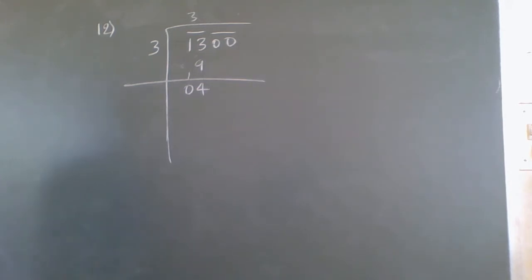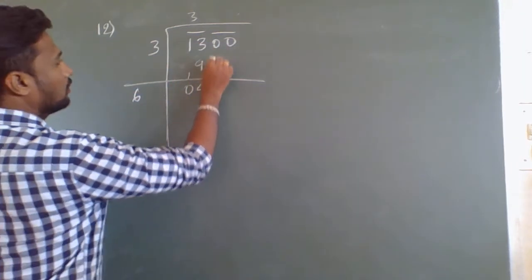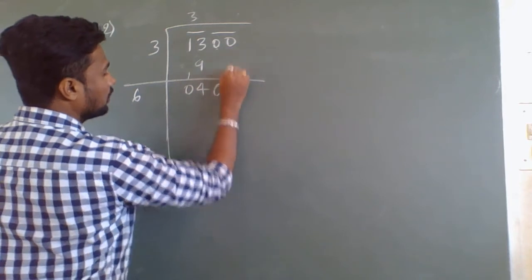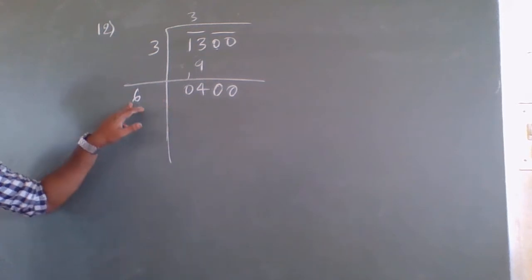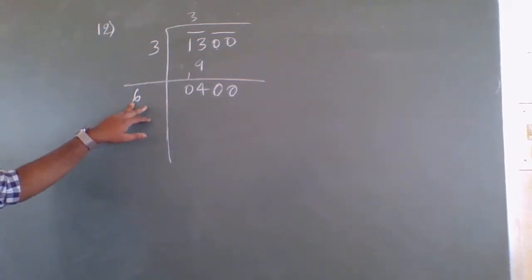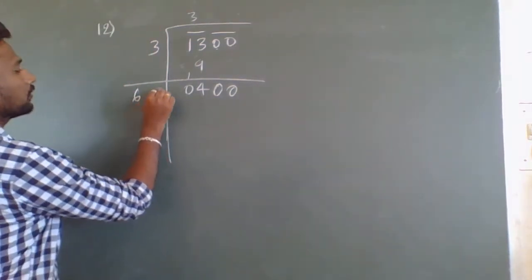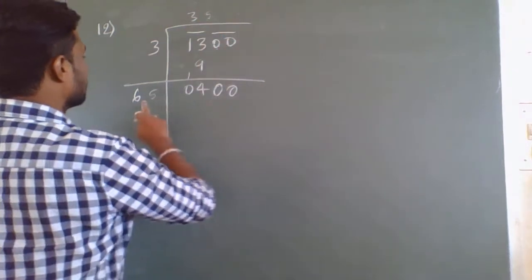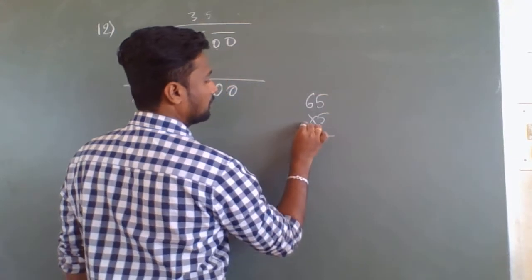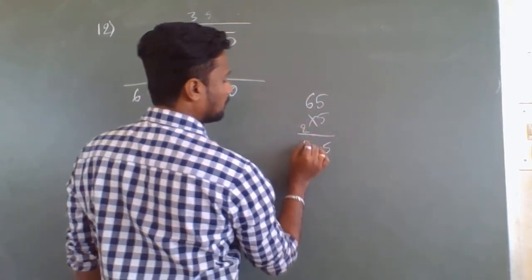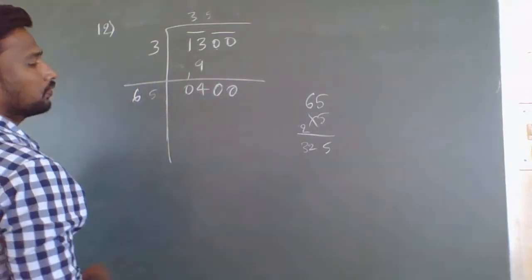Now we have to add 3 plus 3, so we get 6. The next group is 00, which we bring down. So here we have 400 and here we have 6. What should we consider here? First I will check with 5. If I consider 5 here, I should consider 5 there also. So 65 into 5: 5 fives are 25, 5 sixes are 30, 30 plus 2 is 325. So 325 is 75 less than 400.